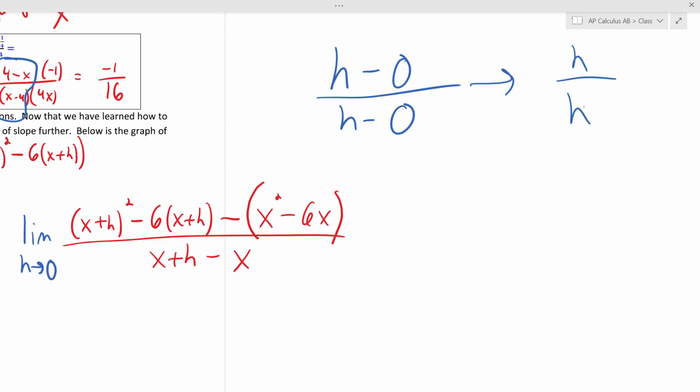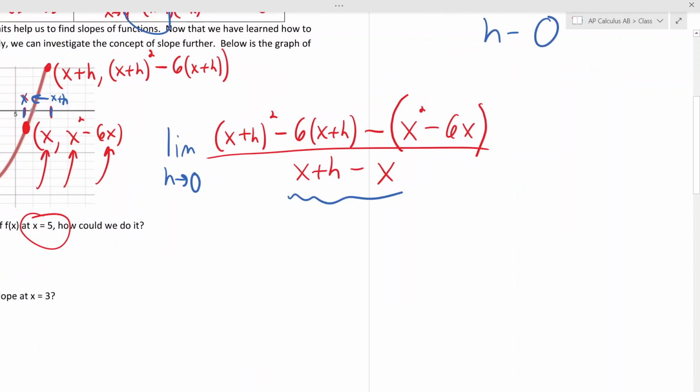Every time. The bottom's easy. What happens to the bottom right away? You guys see what that is? That's just h. It'll always just be h when we do this. Because x plus h minus x will always give us h. The numerator requires a little bit of work, but not a ton. Look, all we're going to do is expand this out. Check this out. Do you guys know what x plus h squared is? Fun fact, it's not x squared plus h squared. That's incorrect. Squares don't work like that.